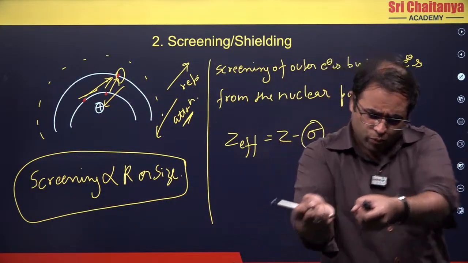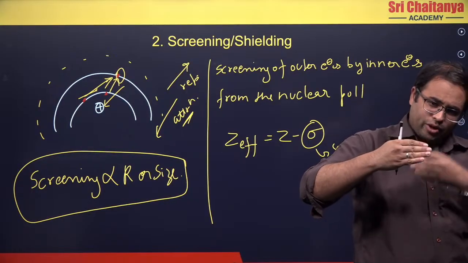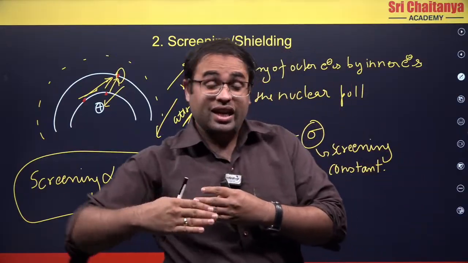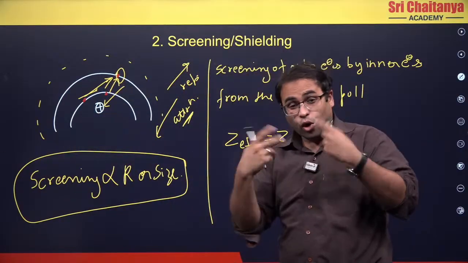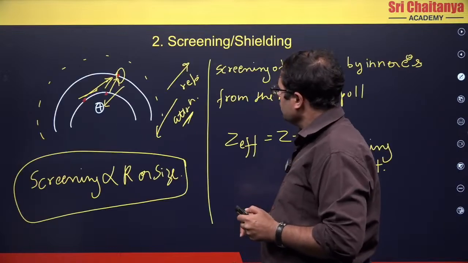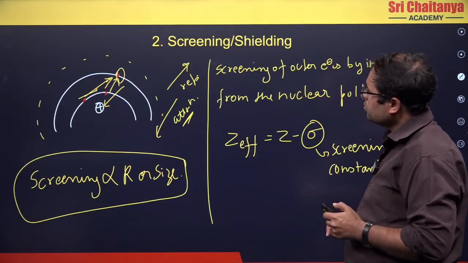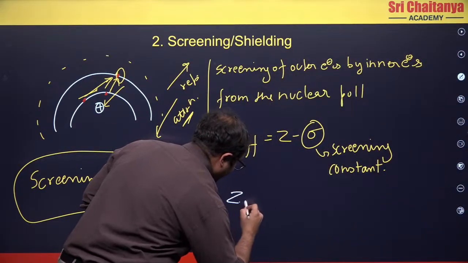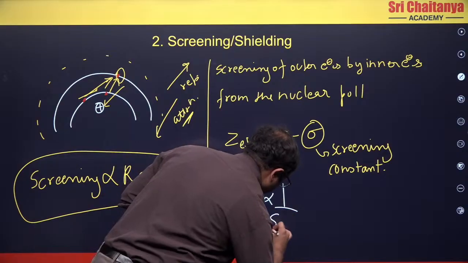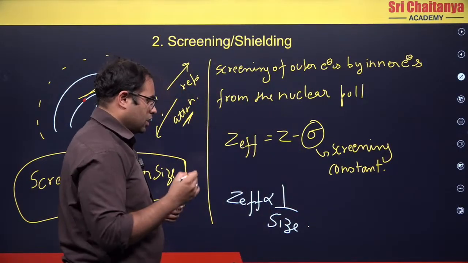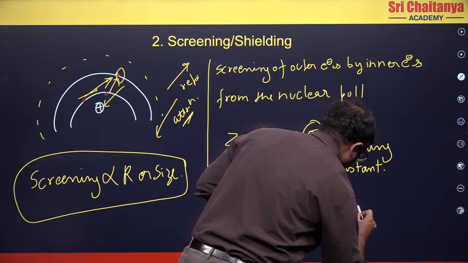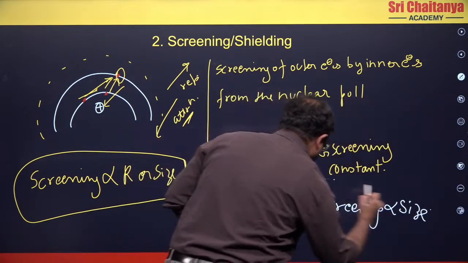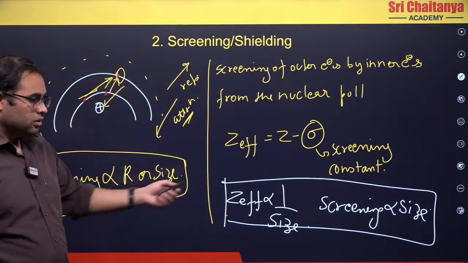So the nucleus is trying to pull the valence shell, but the inner electrons are repelling it out. So the nucleus is reducing the size, outer electrons are increasing the size, right? So both work in opposite directions. Let me just tell you this in short. Z effective is inversely proportional to size, and your screening is directly proportional to size. Remember that? Something like this.